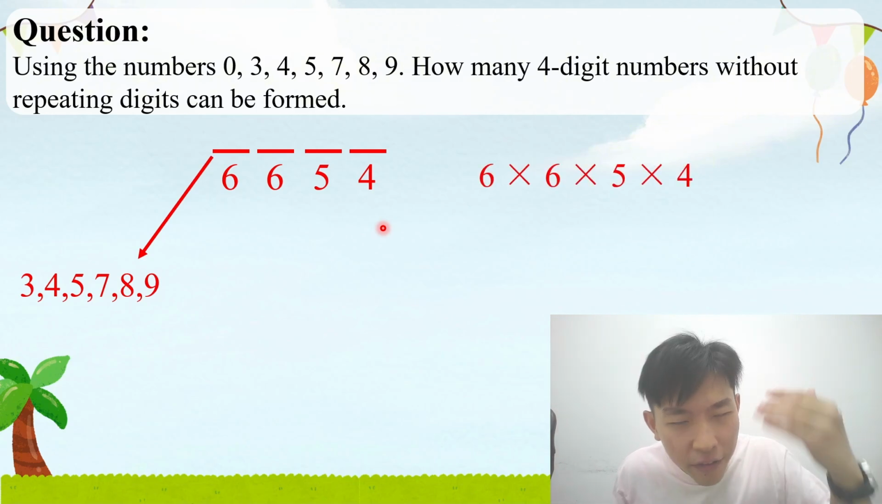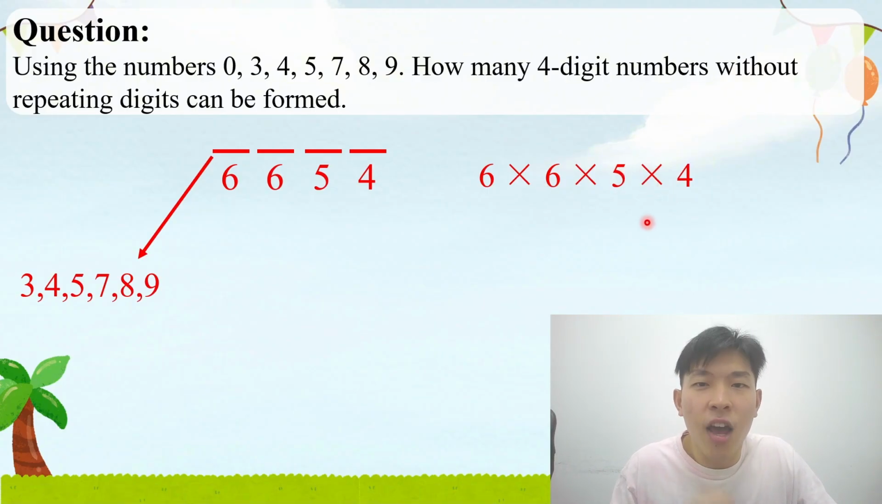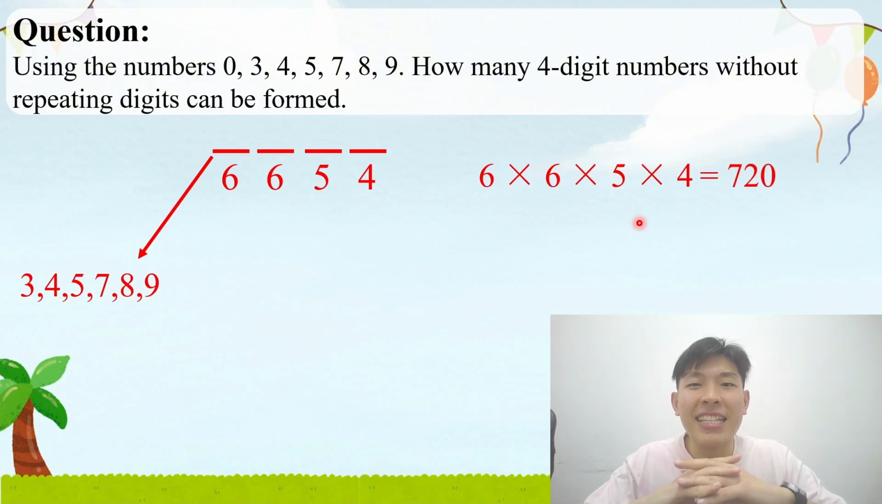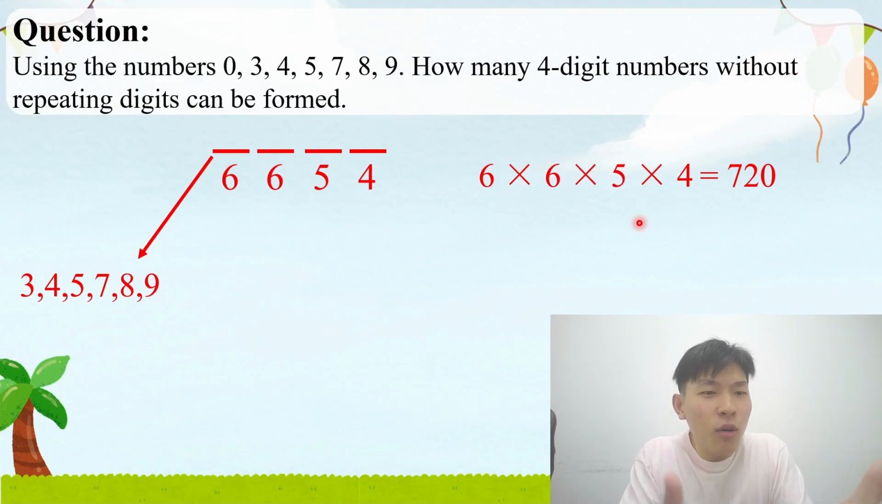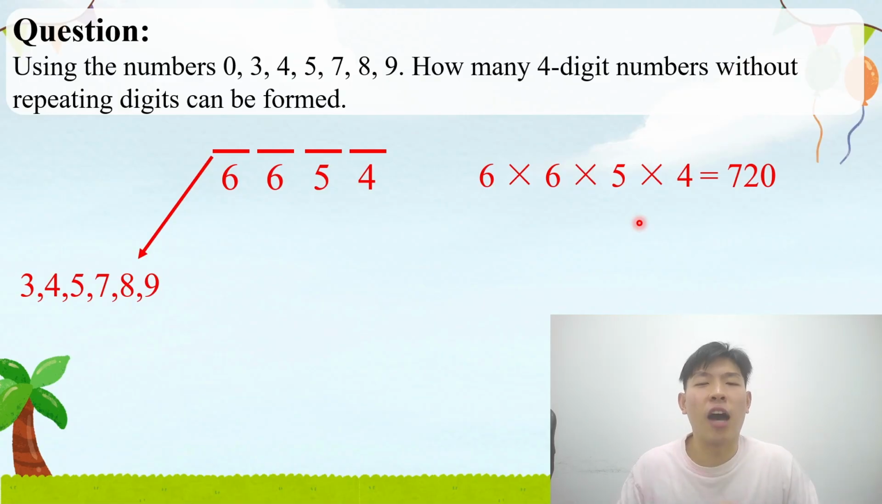6 times 6 times 5 times 4. Come, let's do it slowly, one by one. What is 6 times 6? 36. Amazing. What is 5 times 4? 20. Amazing. So what is 36 times 20? We can just do 36 times 2, which is 72. And we just add a 0 there. So the answer will be 720. There are so many different 4-digit numbers that we can form here. Now, if we want to list them all down, we will probably not even finish by tomorrow. Okay? So, this is the counting principle.